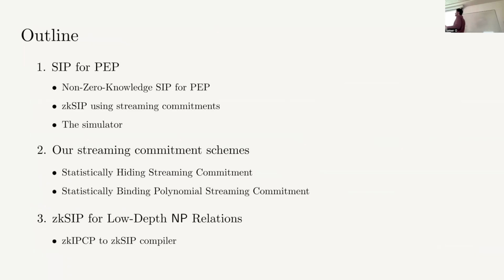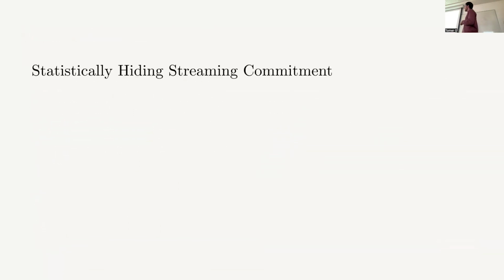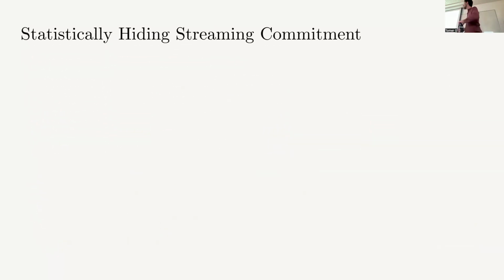So now I want to spend a few minutes on showing you one of the streaming commitments that we constructed, and that's going to be the commitment that the verifier uses in order to commit to the value of R in the beginning of the protocol. Okay, now it's a statistically hiding streaming commitment, and once I take a sip, I will tell you what that means.